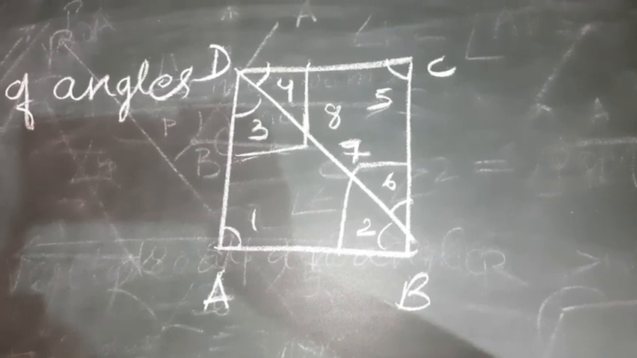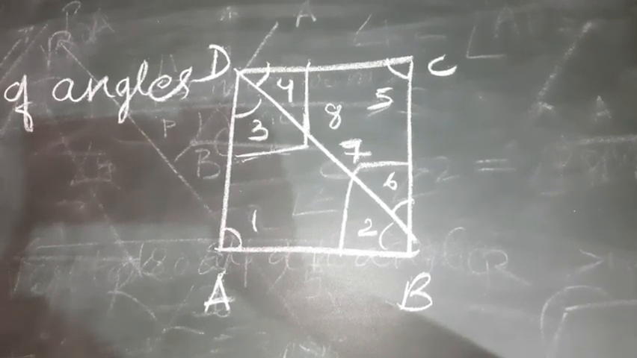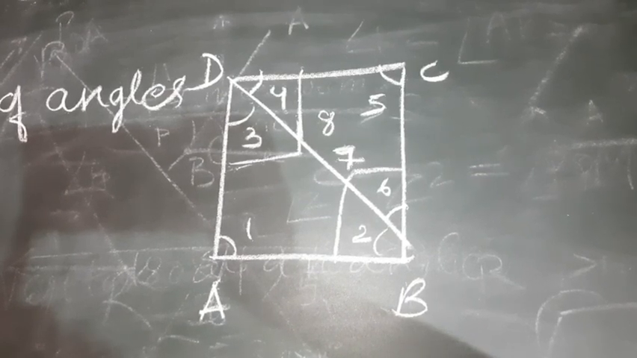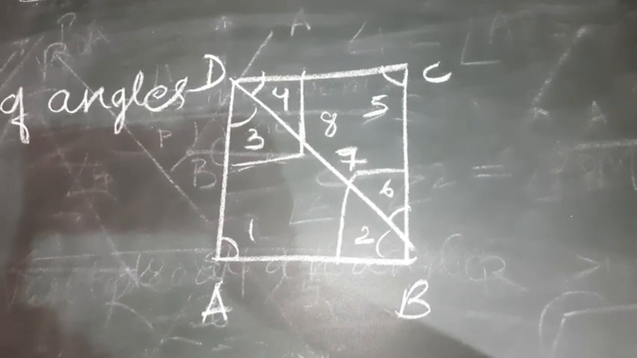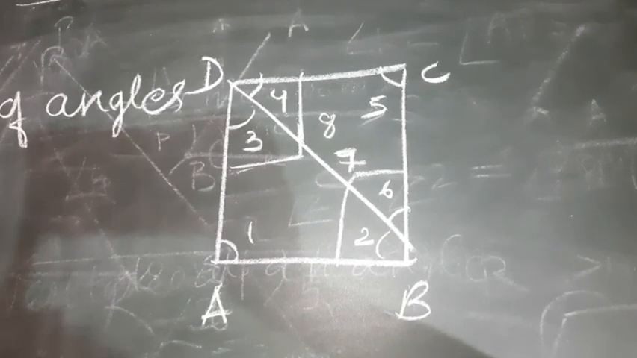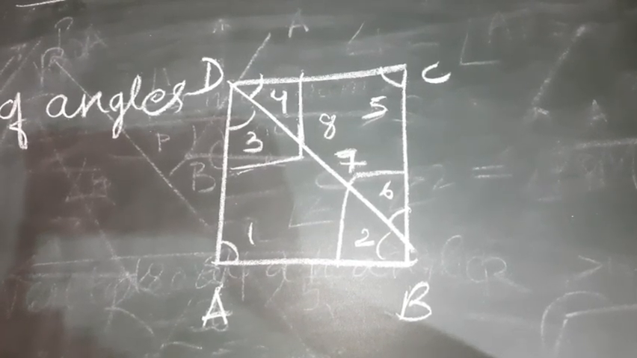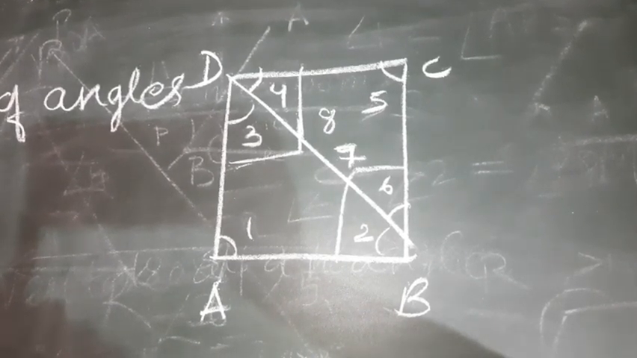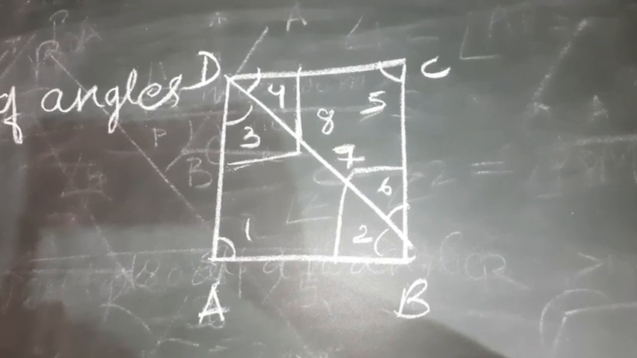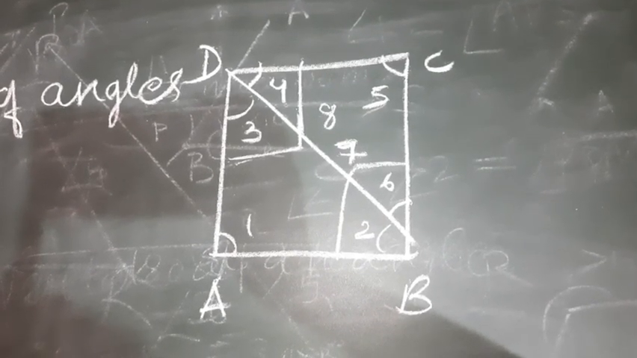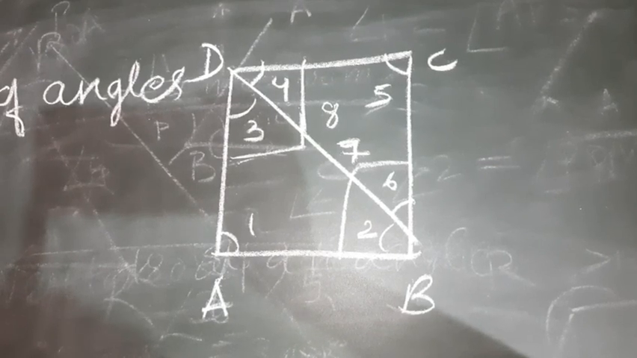First one is angle DAB, where I have written 1. Second one is angle ABD, that is 2. Third one is angle ADB, that is angle number 3. Fourth one is angle BDC, angle number 4. Fifth one is angle DCB, angle number 5. Sixth one is angle CBD. Now the seventh one will be angle ABC.